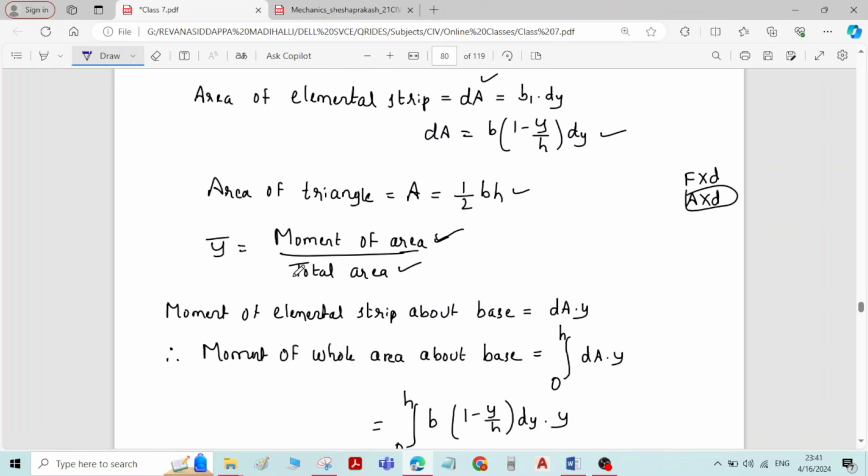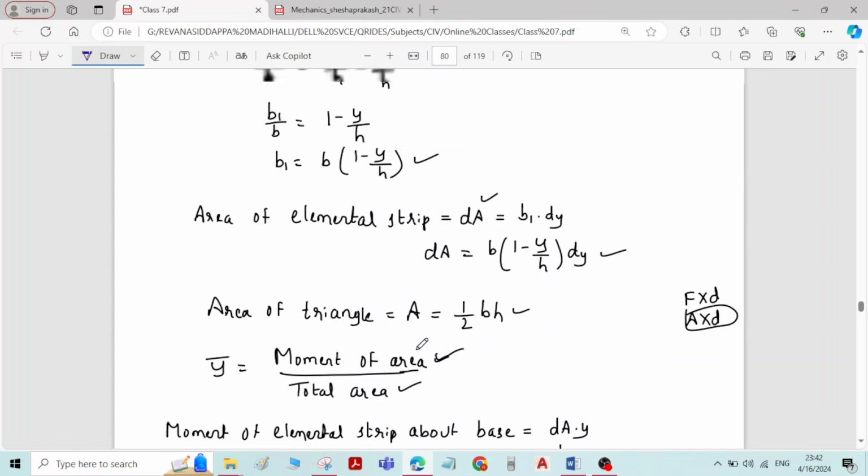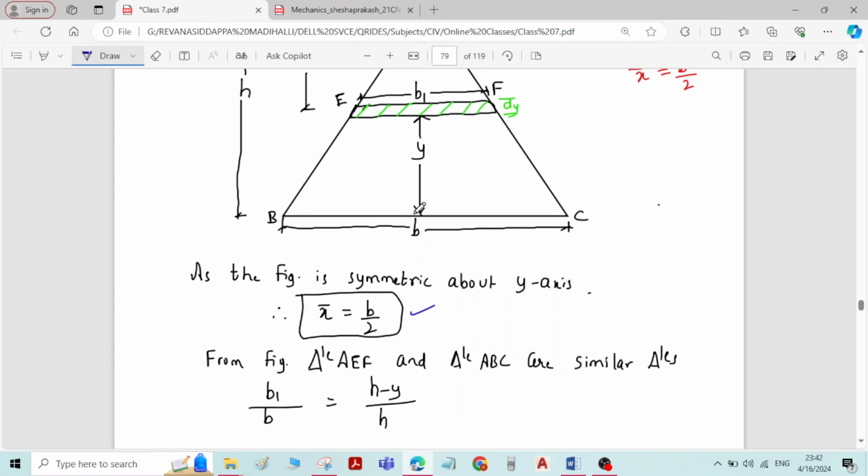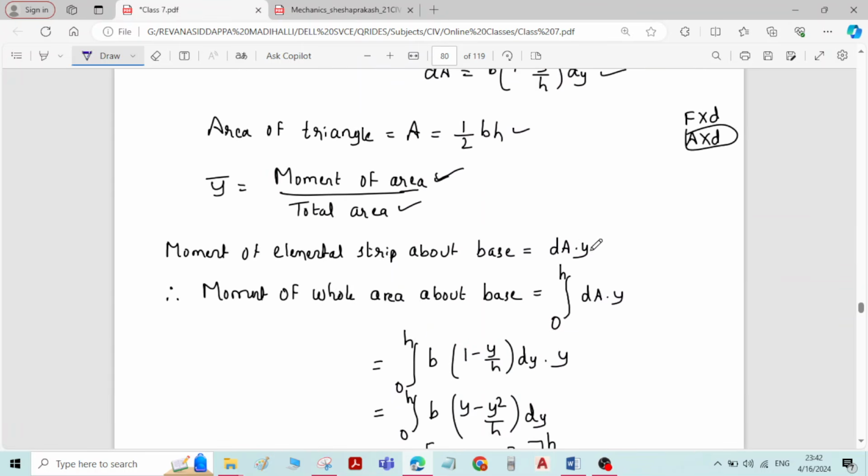Next, we are interested in finding the expression for y bar. We have a generalized formula, y bar is equal to moment of area divided by total area. Total area is known, half into base into height. But we want the moment of area. To find it, we have to find the moment of the elemental strip about the base. Moment of area is equal to area into perpendicular distance. The area of the elemental strip is dA, the perpendicular distance is y, so it becomes dA into y.